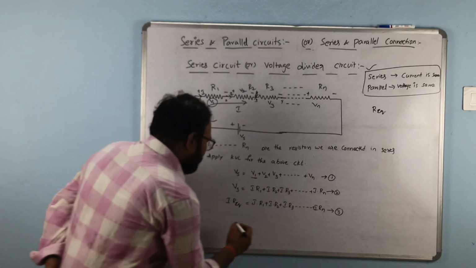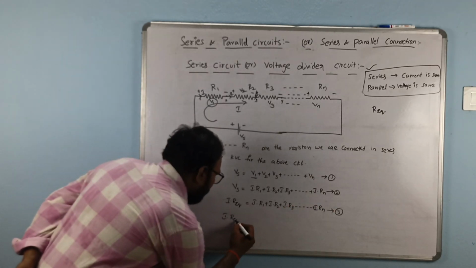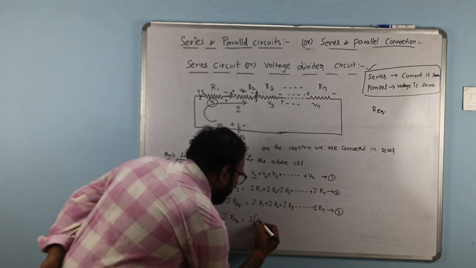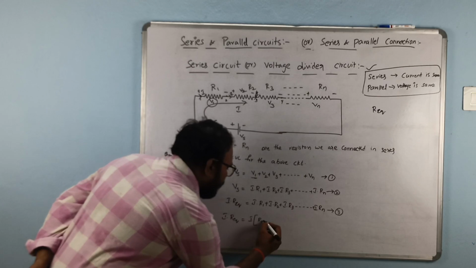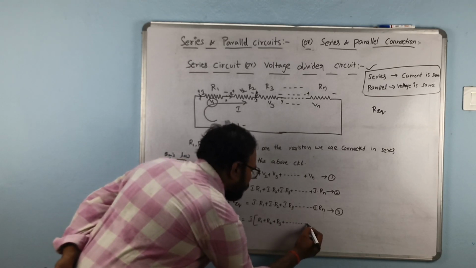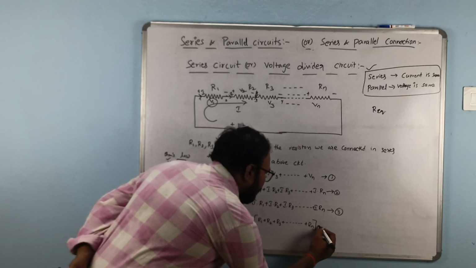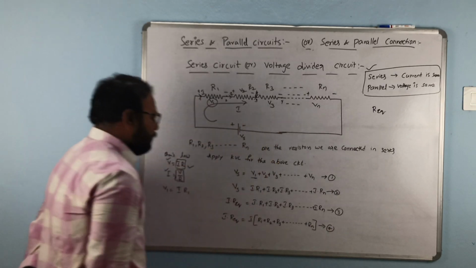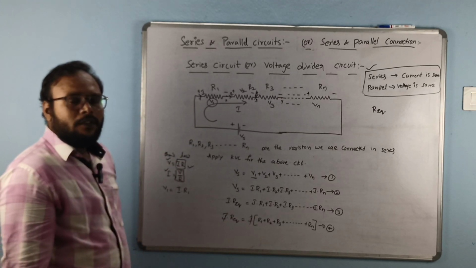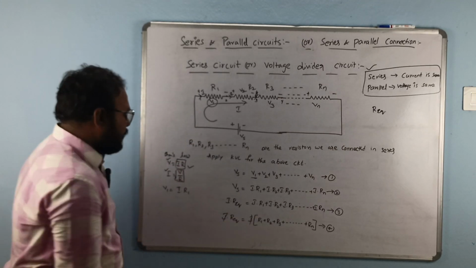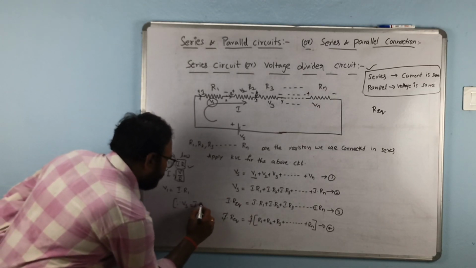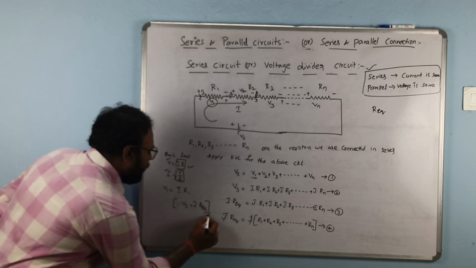Now take the common terms here. I into R equivalent is equal to, if you take the term I common from this, R1 plus R2 plus R3 plus and so on plus Rn. Let it be equation number 4. From this I gets cancelled. We can consider here Vs equal to I into R equivalent. Let it be aside, we can use this later.